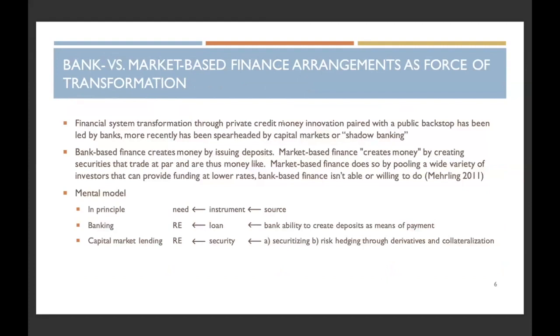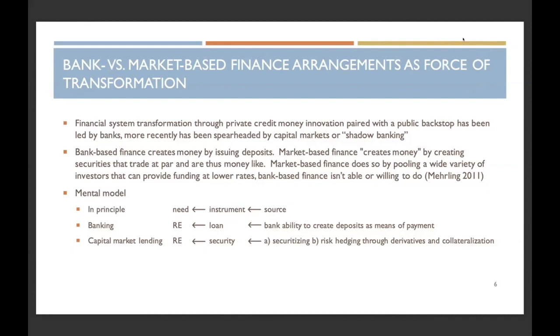Again, the bank-based to market-based jump: why hasn't it happened? I made this point and I'm repeating it, but most of us know that bank-based finance arrangements have the ability to create money by issuing deposits. That's the old alchemy. Market-based finance creates money by creating securities that trade at par and are thus money-like. It does so by pooling a wide variety of investors that can provide funding at lower rates. In the old bank-based environment, it's the bank that provides the funding. The new jump is that more and more investors are pooled in order to make the credit.